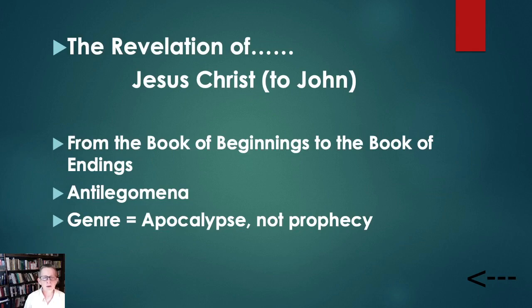The word genre means type of literature. Here we often make a mistake. We think that the Revelation is a prophetic book. Well, it does contain some prophetic elements, but this document is apocalypse. And that's why in this first of 2 videos about the Revelation, we're mostly going to be talking about what apocalyptic literature is.